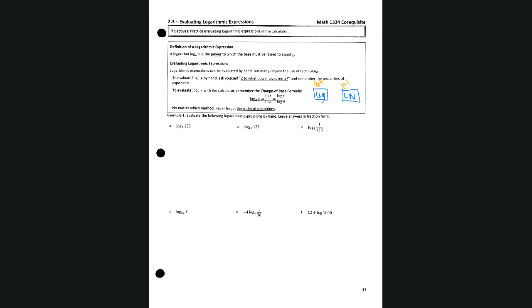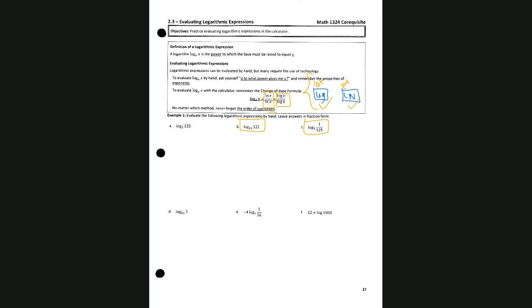Because those are the only two keys on your calculator, to calculate some logarithm of base 11 or base 5, like the ones that we have here, we will have to convert them into base 10 or base e, which is the common log or the natural log. The change of base formula is written here, and that's what we're going to do on the second page. But before we get to that, we're going to evaluate some of these ones by hand.